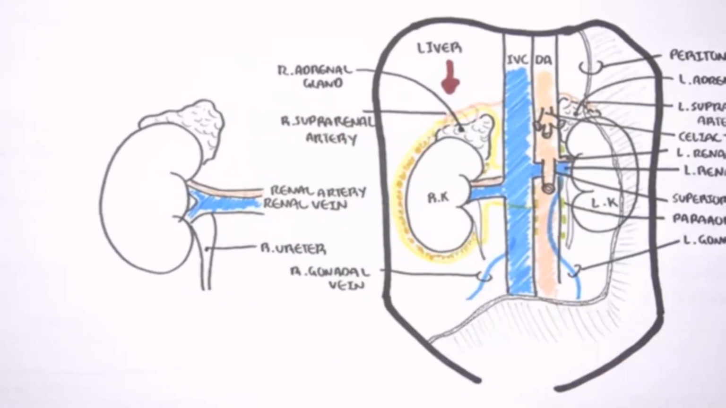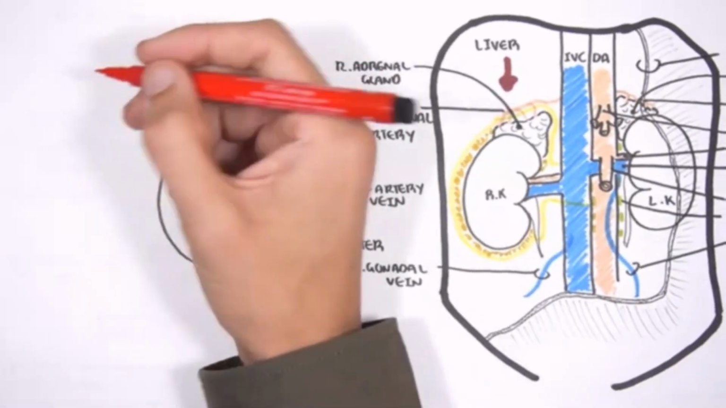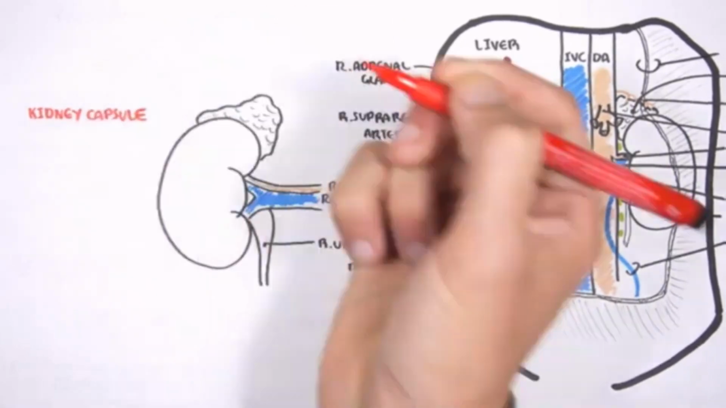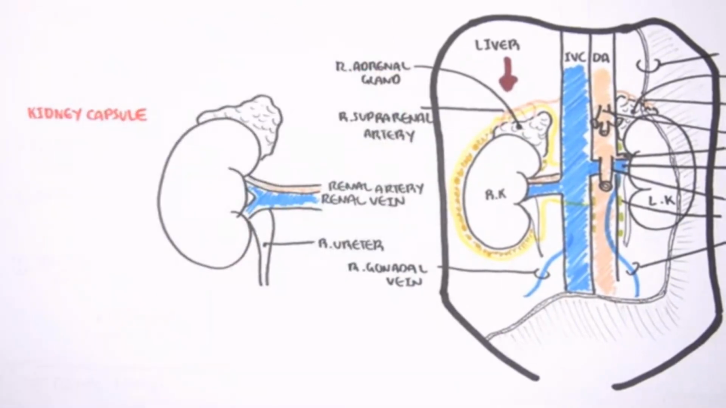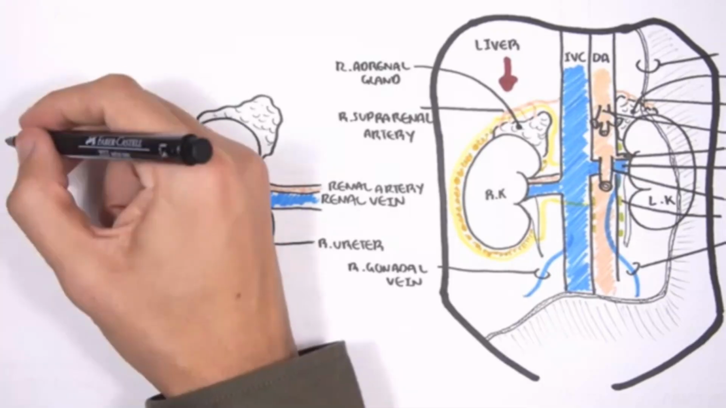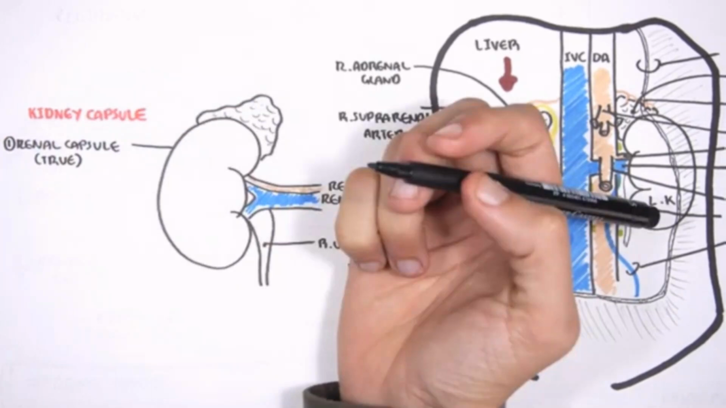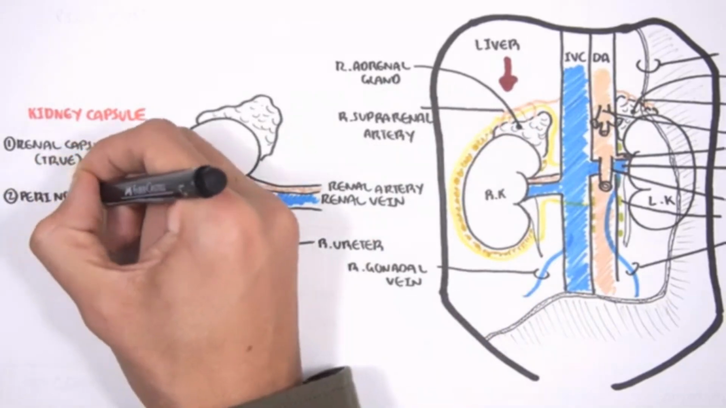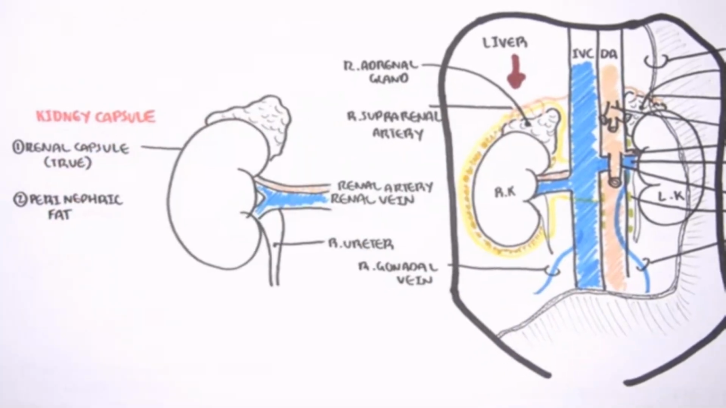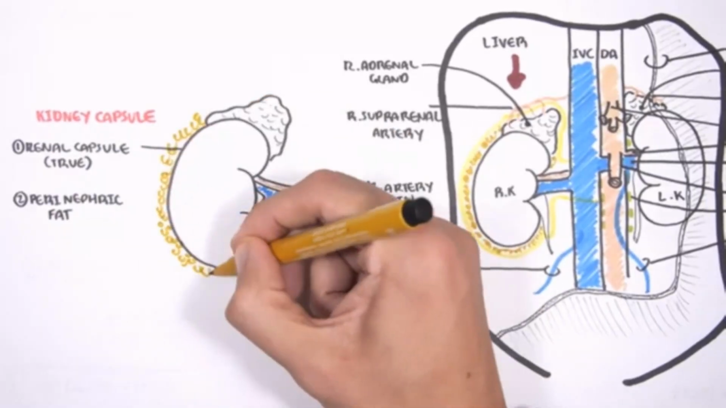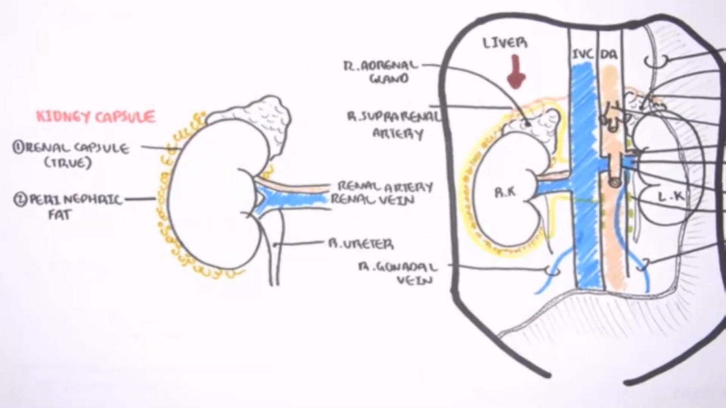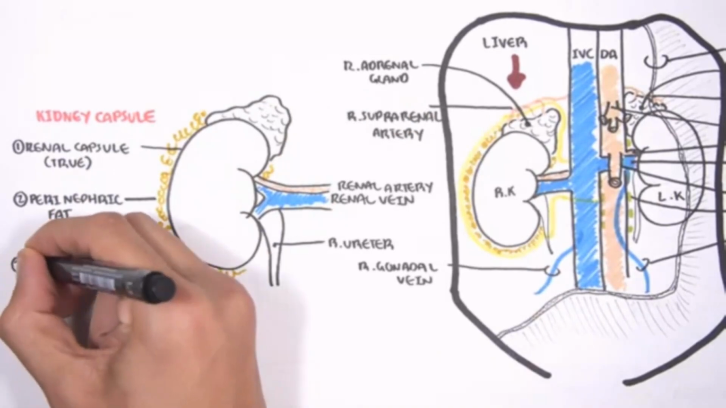The kidney has three important layers, you can say, which collectively make up what's called the renal capsule or the kidney capsule. The inner layer is the true renal capsule, which can normally be peeled off the kidney itself. But when the renal capsule is inflamed, it actually can scar and stick on the kidney. The next layer is the perinephric fat, which is basically just fat surrounding the kidney. After this is the renal fascia, which is also known as Gerota's fascia.